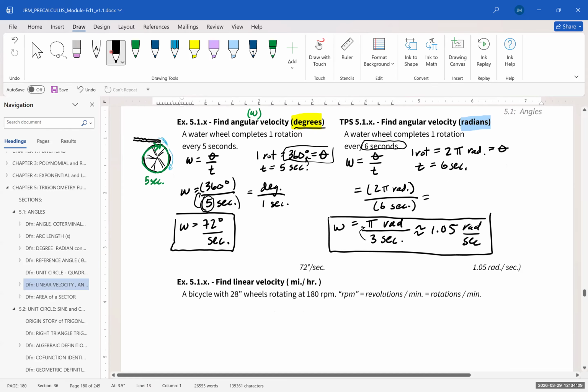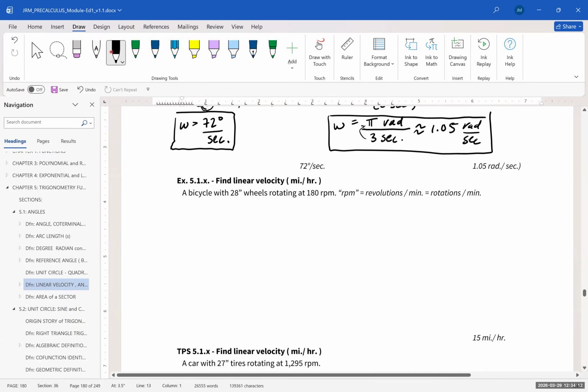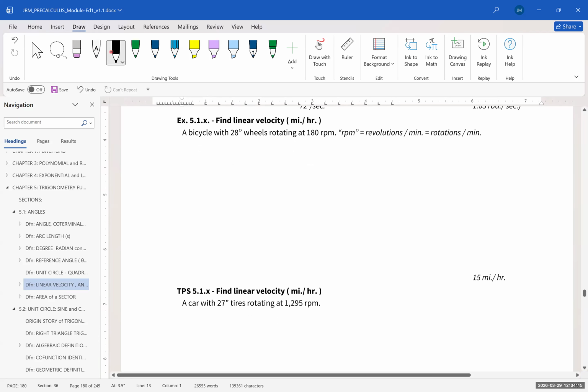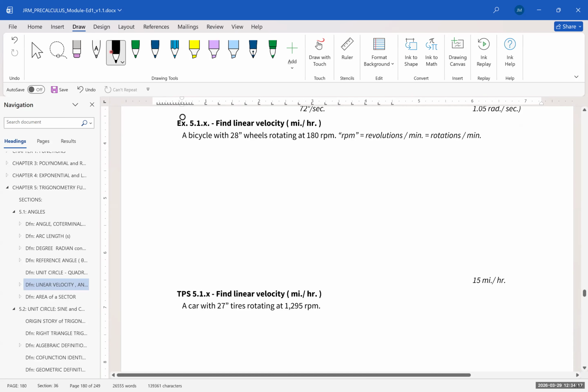All right, so let's try something a little more challenging, and that's the next example in think, pair, share. Again, I'll work through this example, and the think, pair, share is very similar to it. Use my example as a model and try and do it on your own. Okay, so what we have is a bicycle with 28-inch wheels rotating at 180 RPMs. Now, if you're not familiar, RPM means revolutions per minute, which a revolution is actually one full rotation per minute.